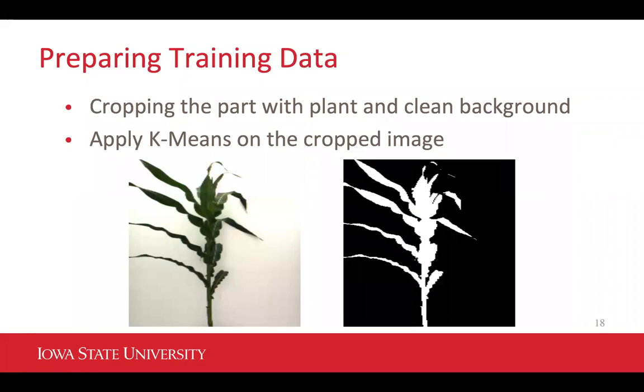Then for the plant part, we also chop, but we chop the part with plant and clear background. For example, like here. We chop the part with plant where we know that that part has a very clean background. And then we apply k-means on the chopped image. In this way, we can get the training data for the plant pixels. It's very easy and does not involve a lot of manual process. The good thing is once you do this, you can easily get a very large set of training data.